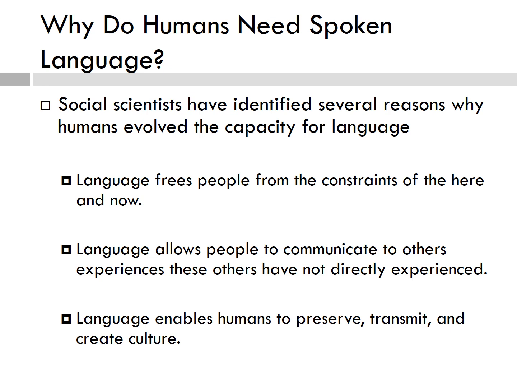A third reason humans evolved the capacity for language is because language enabled humans to preserve, transmit, and create practical knowledge and culture. Through the use of language, humans could convey information about what plants to eat, how to hunt, and how to build fires to future generations, which increased later generations' chances of survival.